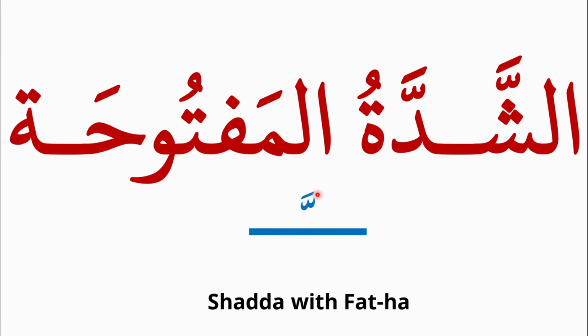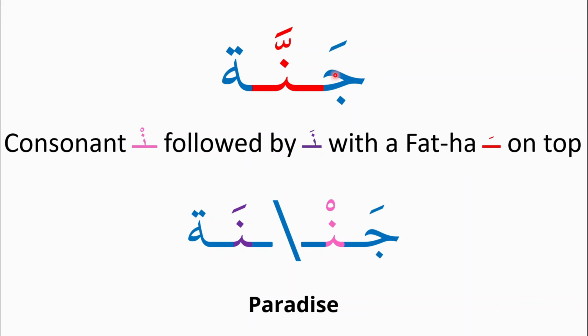As you can see, first I put the شدة, then فتحة will be above, and both of them are above the letter. My first example is the word جنة, which means paradise. The letter noon is the one who has شدة with فتحة. So I will say consonant noon followed by noon with فتحة on top. So this is originally the word, but you need to notice I never pronounce it this way or write it this way. It's جنة, but I should say جنة.